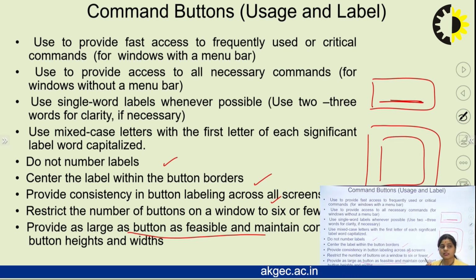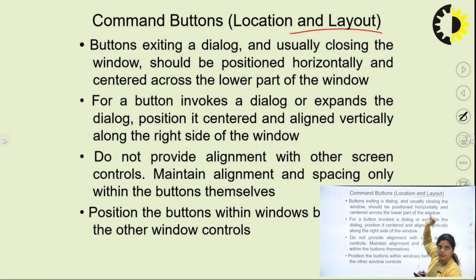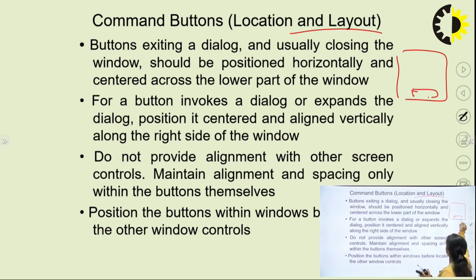So provide as large a button as feasible and maintain the consistency of the buttons in terms of height and width. The buttons exiting a dialog box and usually closing the windows should be positioned horizontally. Here I am discussing the location and the layouts of the command buttons. Buttons exiting a dialog box, usually used to close the windows, should be positioned horizontally, or centered across the lower part of the window. For example, this is the window, and the button can be centered across the lower part of the window if you are using that command button for closing the window.